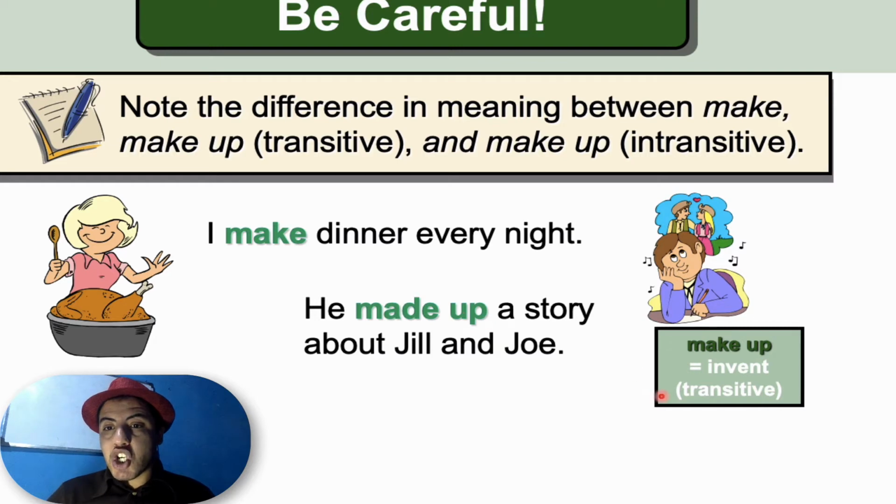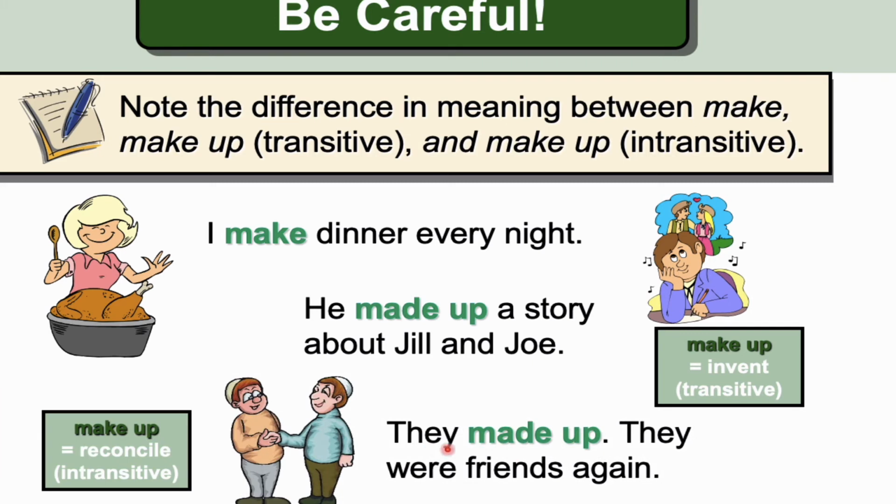So as you can see, this make up is transitive. Why is it transitive? Because we have the object. What is the object? A story. Very good. And what does made up mean here? It means invent, okay? But for this one, they made up.